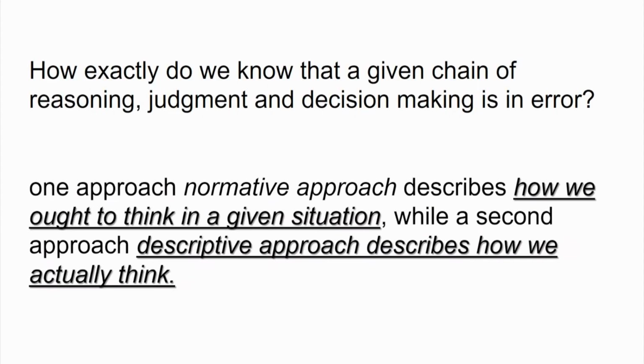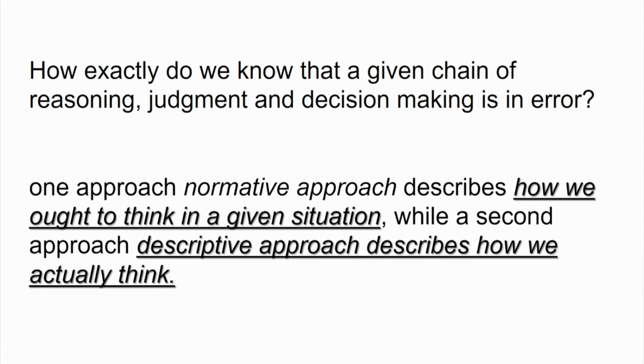So, how exactly do we know that a given chain of reasoning, judgment and decision making is in error? What is the process that tells you whether a particular process of reasoning, judgment and decision making is erroneous?